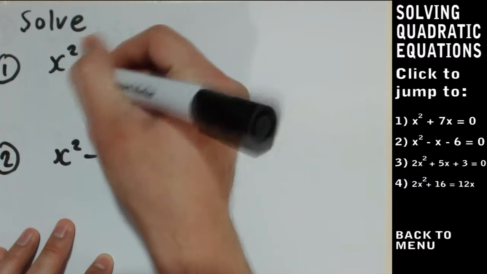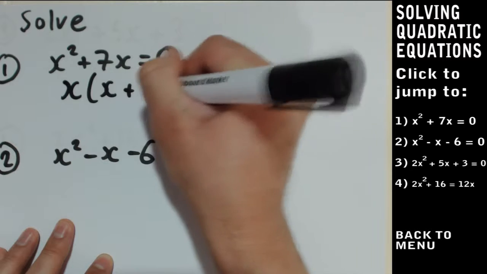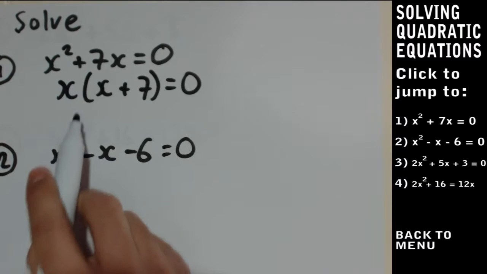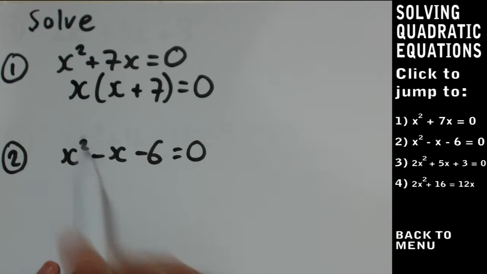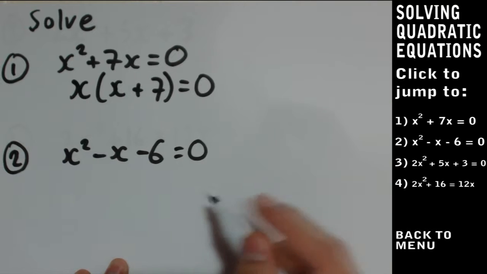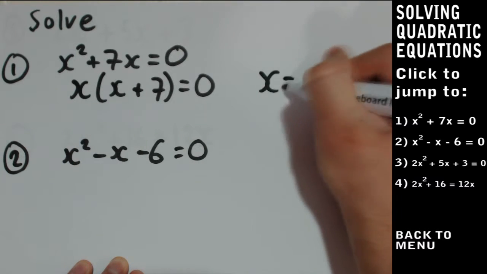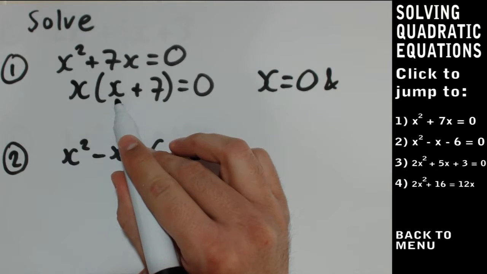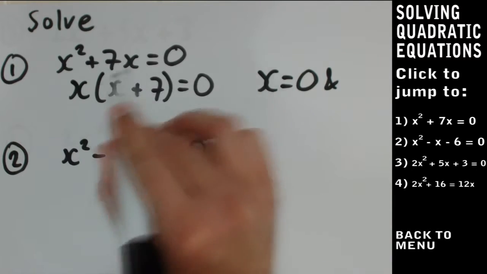So just like in the last video, for this one it's going to be x open bracket x plus 7 equals 0. Now remember, it means this times this is 0, which means either both of them or one of them is 0. So we just assume they're both 0. So to get 0, that x must be 0, so x equals 0, and this x must be minus 7, because minus 7 plus 7 gives 0, so it makes this bracket equal 0.